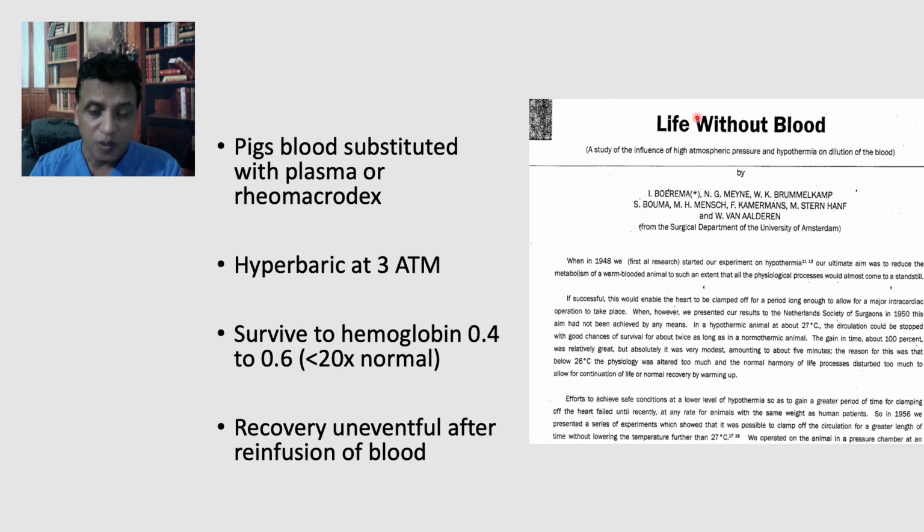And subsequently, the pigs were revived, i.e. blood was reinfused and the volume expander was extracted, and the pigs made an uneventful recovery without any EKG changes or any neurological deficits. So these experiments are commensurate with our earlier discussion that one can deliver a sufficient quantity of oxygen to the tissues through hyperoxygenation by dissolving it in plasma.